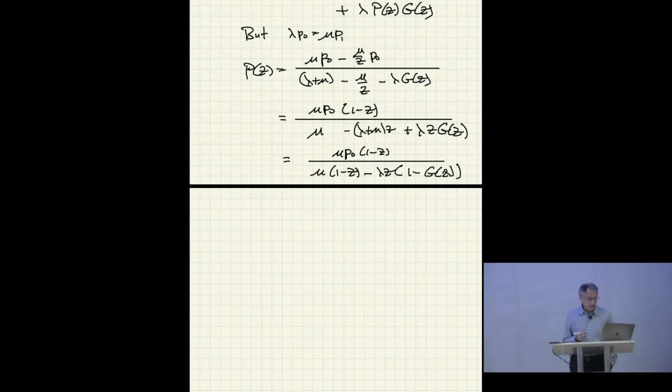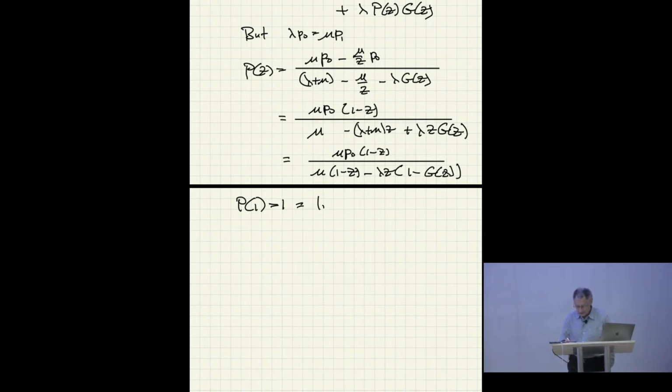But I want to get rid of p0. How can I get rid of p0 now? What haven't I used yet? One more equation that I always need. That's right. Sum of the probabilities is 1. So let's use p of 1 equals 1. But oops, that's 0 over 0. L'Hopital is going to help us, okay?